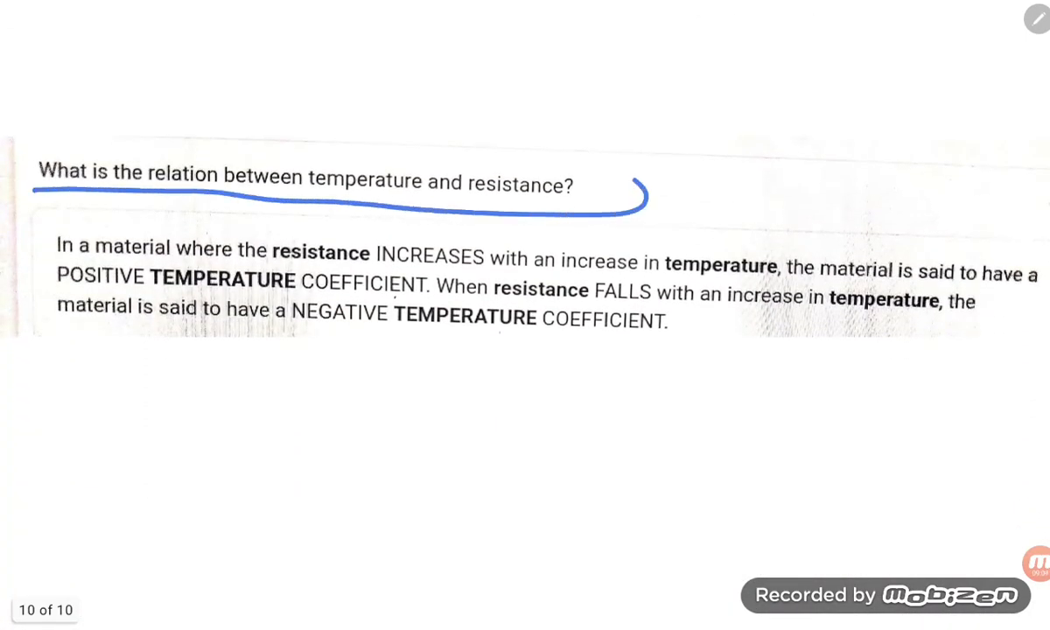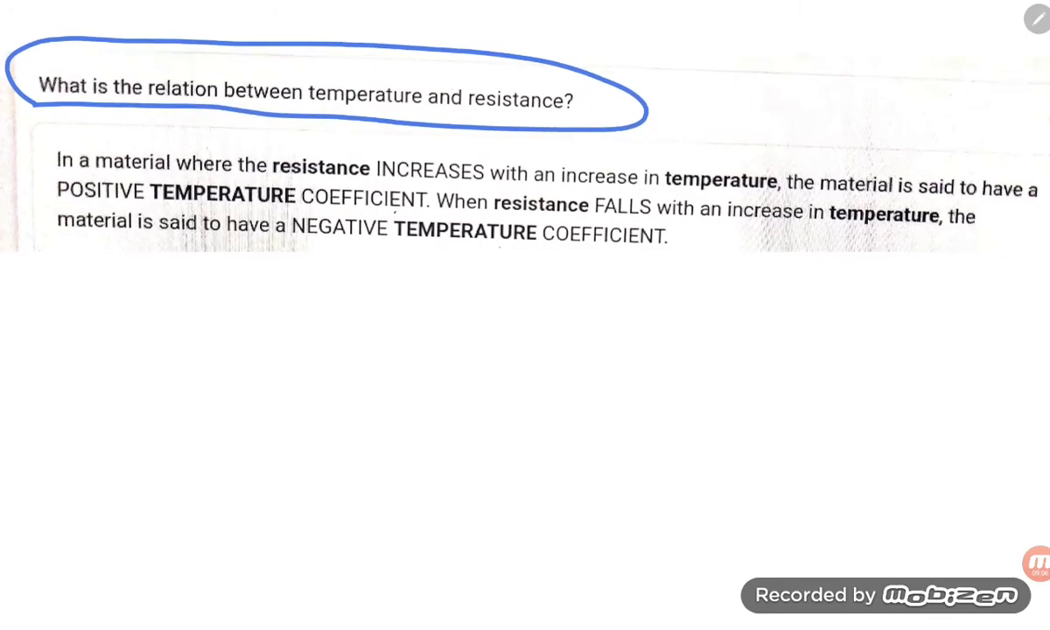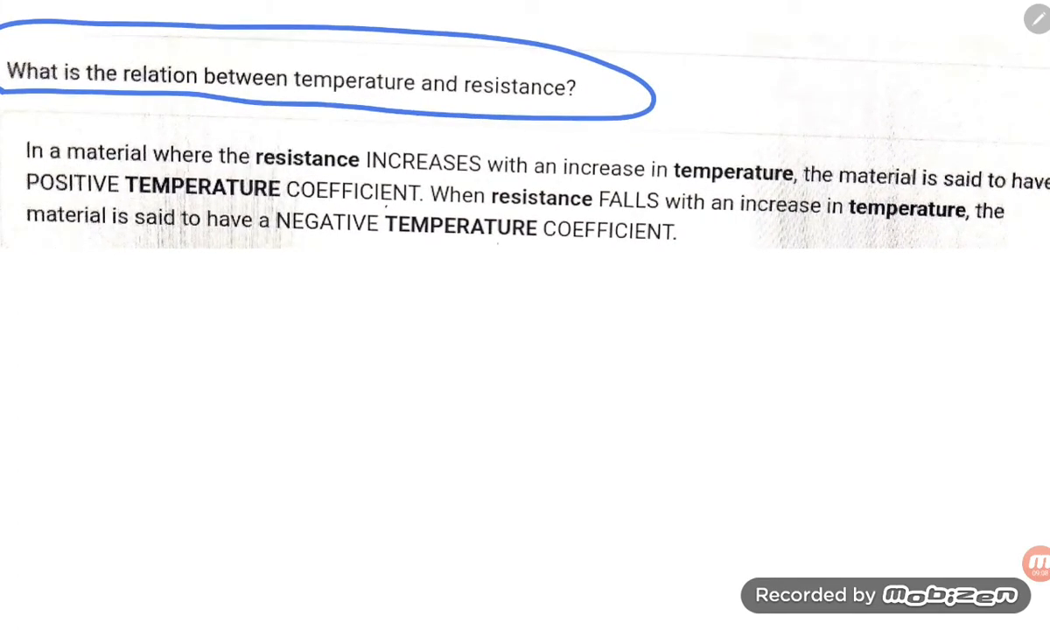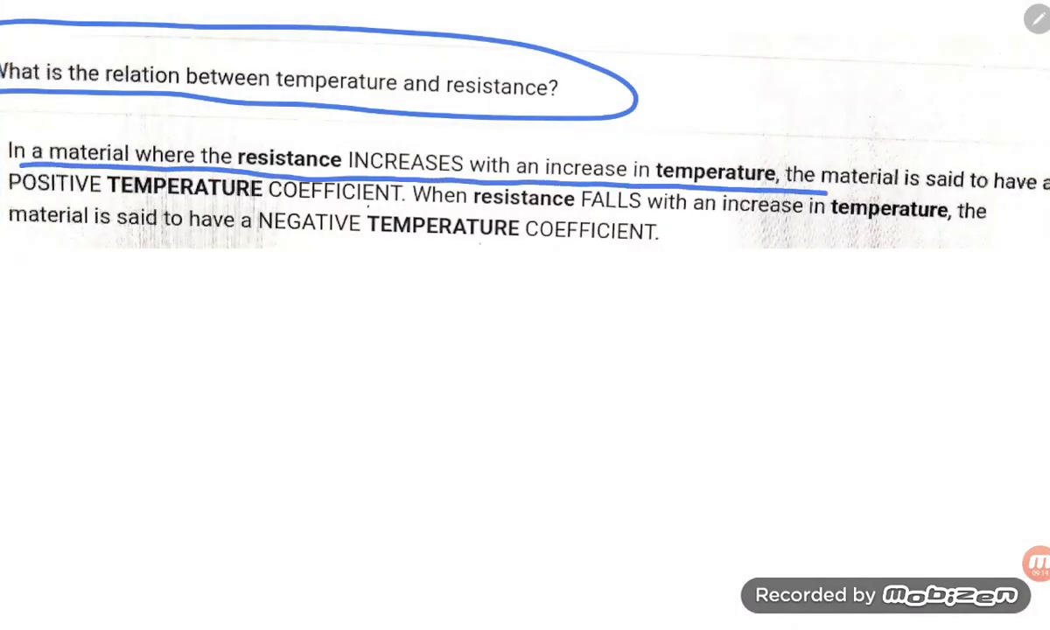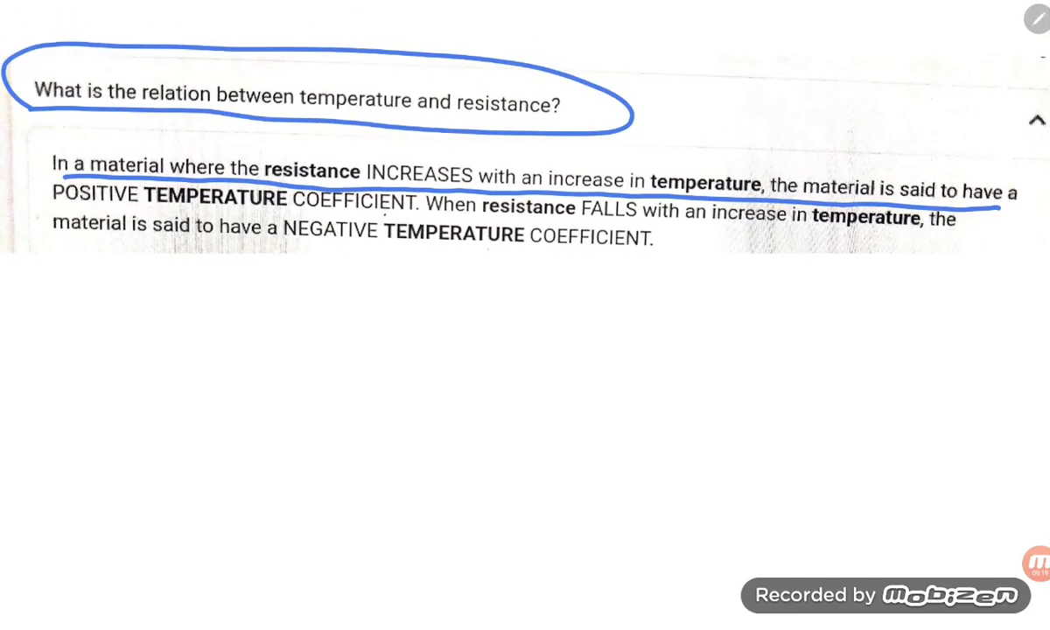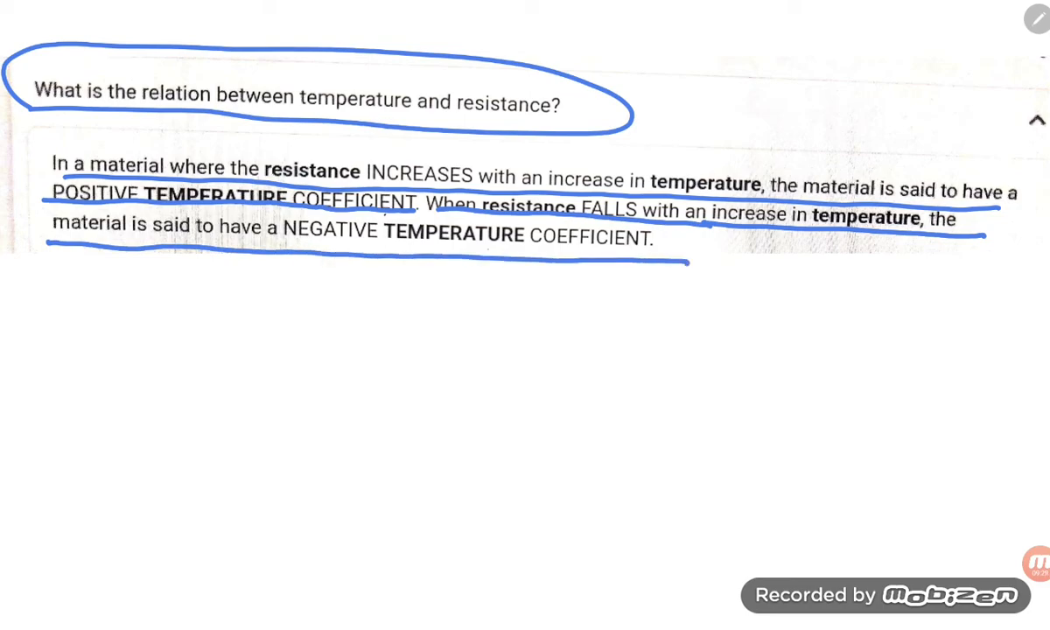What is the relation between temperature and resistance? In a material where the resistance increases with an increase in temperature, the material is said to have a positive temperature coefficient. When the resistance falls with an increase in temperature, the material is said to have a negative temperature coefficient.